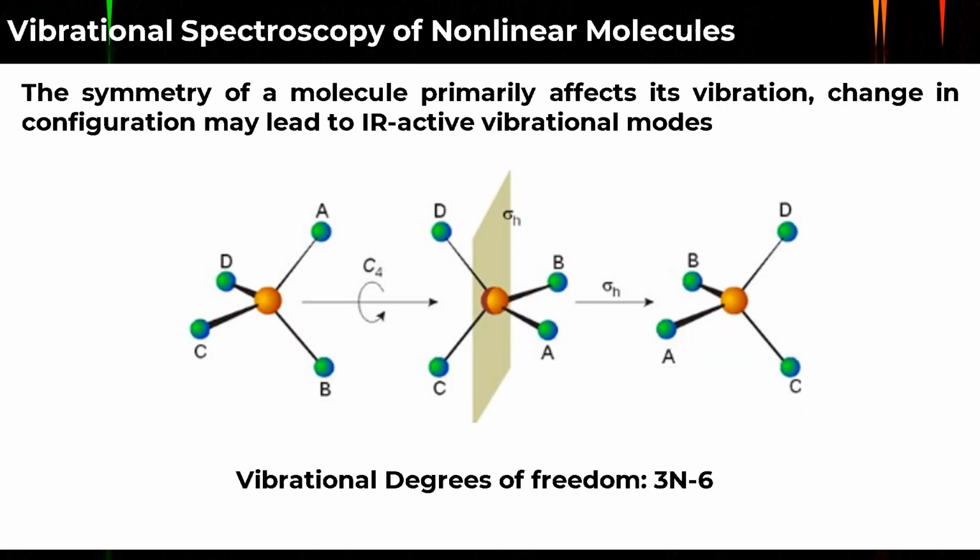Moving on to the vibrational spectroscopy of nonlinear molecules, their vibration, in contrast to linear molecules, varies significantly due to their difference in symmetry, which determines the number of vibrations in the molecules as well. As discussed a while ago, for nonlinear molecules, the vibrational degrees of freedom is now 3n minus 6. Hence, we can infer that they have more freedom to move or vibrate. There's also a difference in rotation of the molecular axis that changes the configuration of the molecule, which may or may not result in vibrational modes.